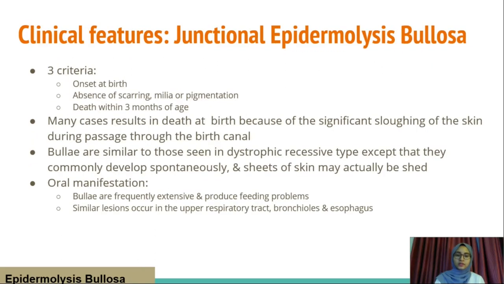Three criteria have been established for the diagnosis of junctional epidermolysis bullosa, which are onset at birth, absence of scarring, milia or pigmentation, and death within 3 months of age. Many cases result in death at birth because of the significant sloughing of the skin during passage through the birth canal. Bullae are similar to those seen in the dystrophic recessive type, except that they commonly develop spontaneously, and sheets of skin may usually be shed. Oral manifestations include oral bullae, which are frequently very extensive and produce serious feeding problems.